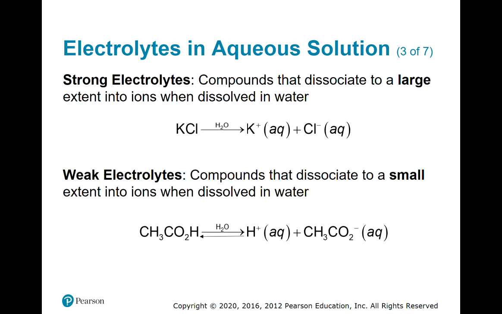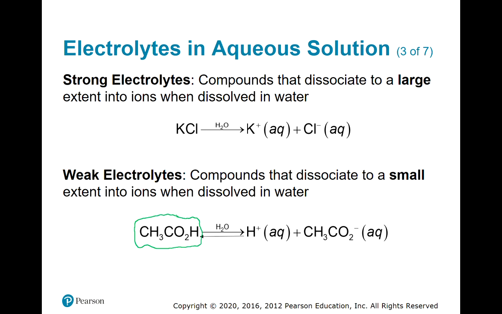Now, a distinction needs to be made between different types of electrolytes, and specifically, besides the fact that some substances are electrolytes and some are not, the substances that are electrolytes can be further broken down into strong versus weak electrolytes. And strong electrolytes are compounds that dissociate to a large extent when they're dissolved in water. So effectively, we can treat this as 100% dissociation. And compounds like sodium chloride or potassium chloride, which is analogous, it just has potassium cations instead of sodium cations, are good examples of strong electrolytes.